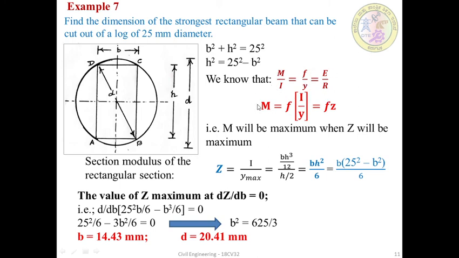Taking the first part, M is equal to f into I by y, which is f into z. I divided by y is taken as the section modulus, and M will be maximum when z is maximum. So z is the ratio of the moment of inertia about the neutral axis to the distance of the farthest fiber from the neutral axis, that is h by 2. Substituting I equal to b h cube by 12 and y maximum equal to h by 2, we get z equal to b into bracket 25 square minus b square divided by 6.